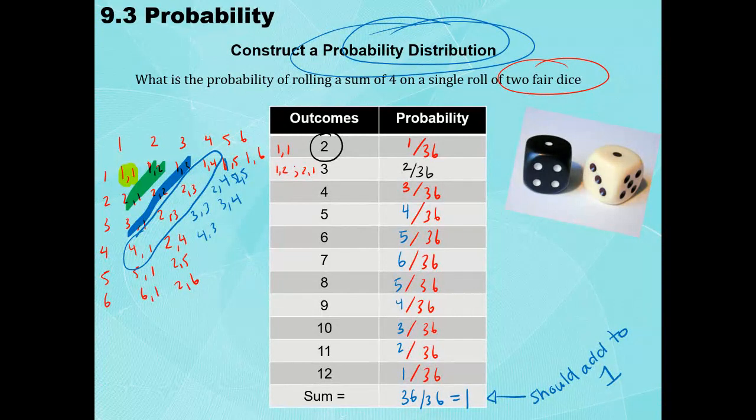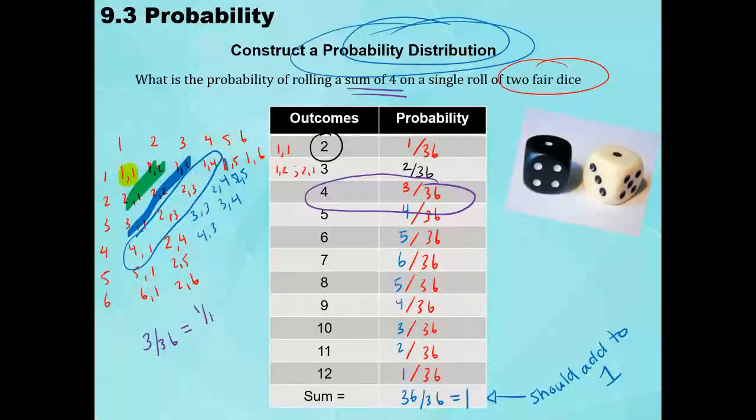So to answer this question, we can answer a ton of things now. What is the probability of rolling a sum of 4 on a single roll of 2 die? Well, there we go. 3 out of 36, right? Or if I want to simplify that, what is that? 1 over 12. But you could be asked tons of questions now, right? With this distribution, you can pull information out of it.